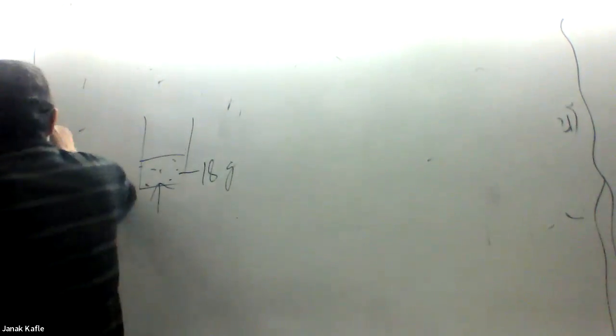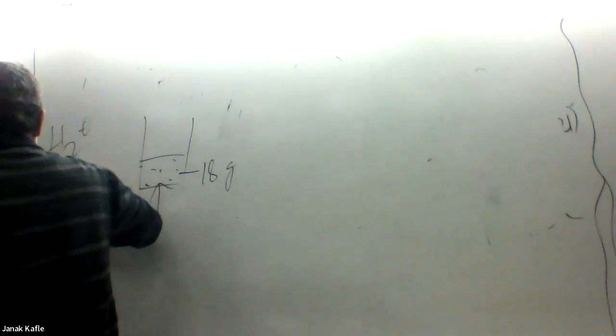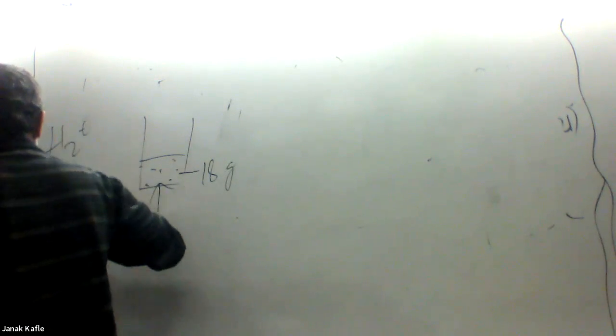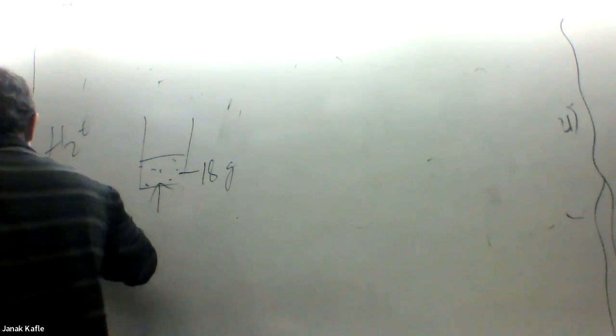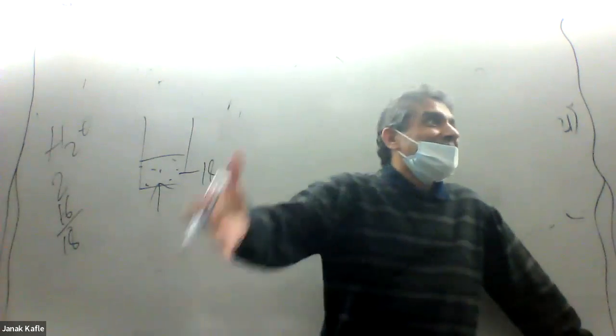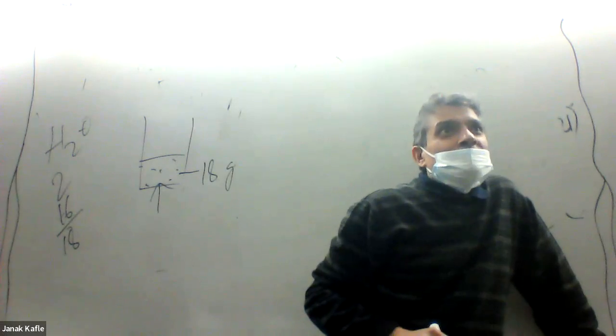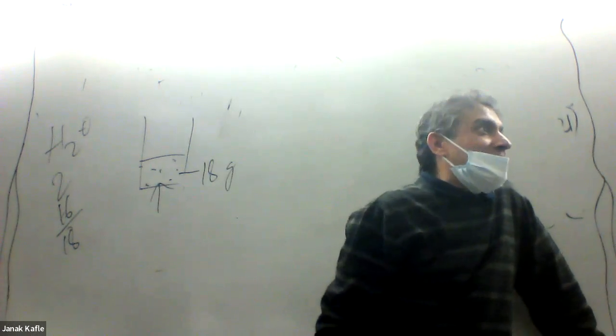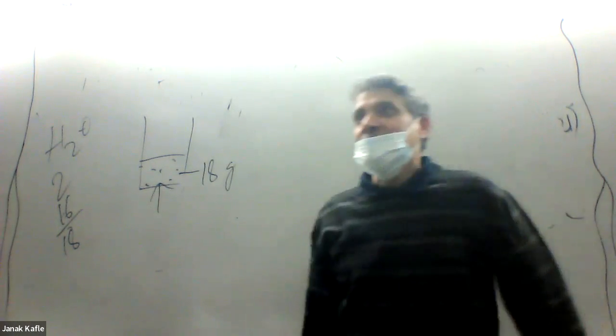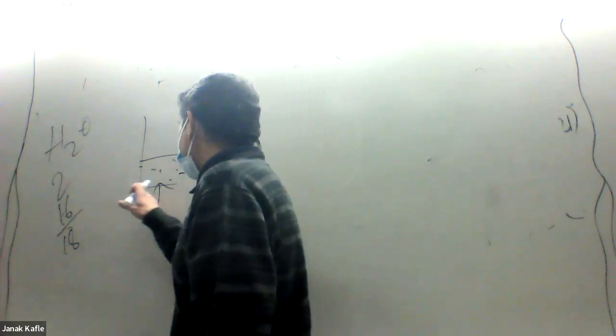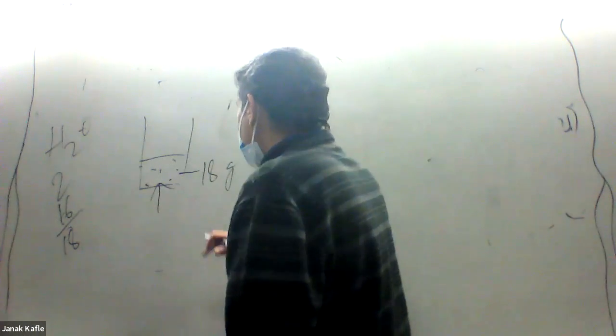Why 18 gram? I have 18 gram water, 1 mole of water. So H2O: H is 1, another H is 1, 2, oxygen is 16. So 16 plus 2 is 18. So the molar mass of water is 18 gram. Everybody got that? You already know about this mole thing, right? You already did one exam and you all did good. So I think so.